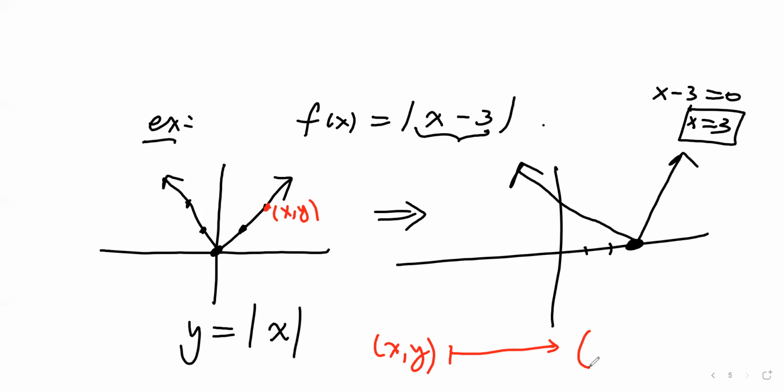What I did to the x value, I add 3 to the x value because I went to the right, right? So plus 3. And then the y value didn't change. y is the same. So you can formulate the points this way.